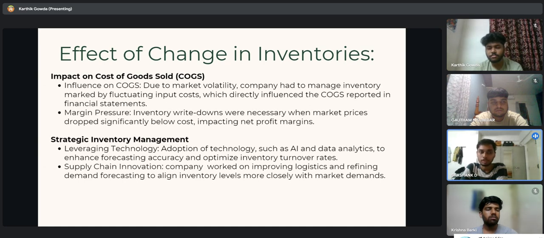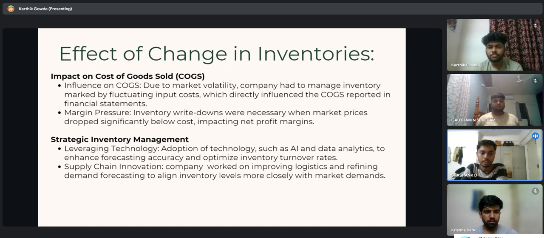Then comes the margin pressure. The inventory write-downs were necessary when the market prices dropped significantly below the cost, impacting the net profit. When we are buying crude oil or raw materials from other companies, we should write down the prices, and when the market prices get low, we should also maintain this, so that when the cost is below the crude oil which we have purchased, it will impact the profit margins of the company.